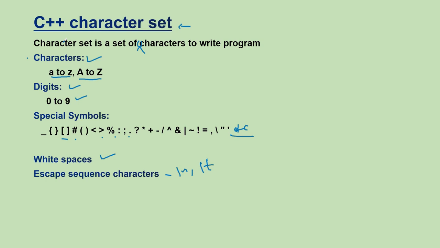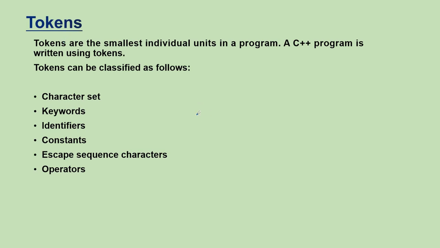Next one in C++, the token. Now C++ is used to write a program, and a program consists of some individual units. These units are nothing but tokens. Whatever unit you pick up from a program will be a token. The tokens are classified into different types. These are the different tokens available.